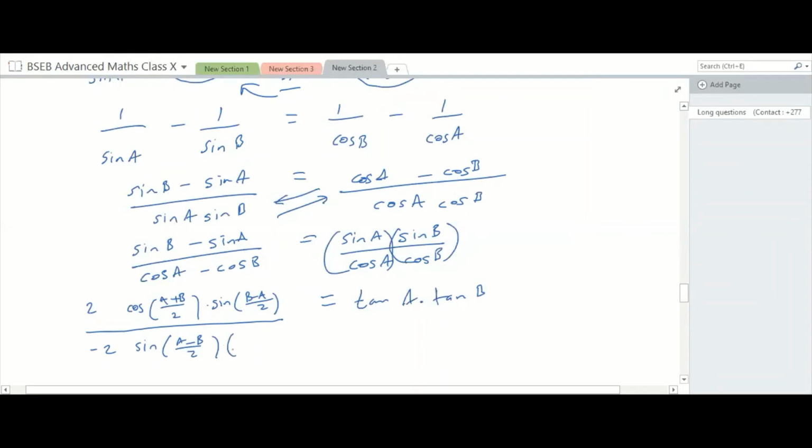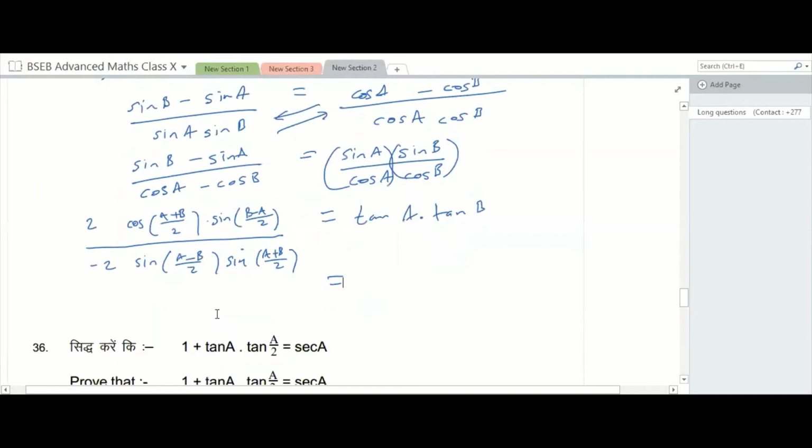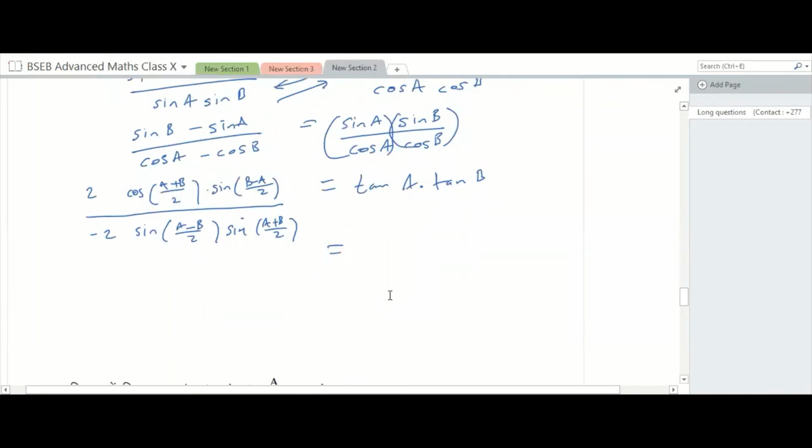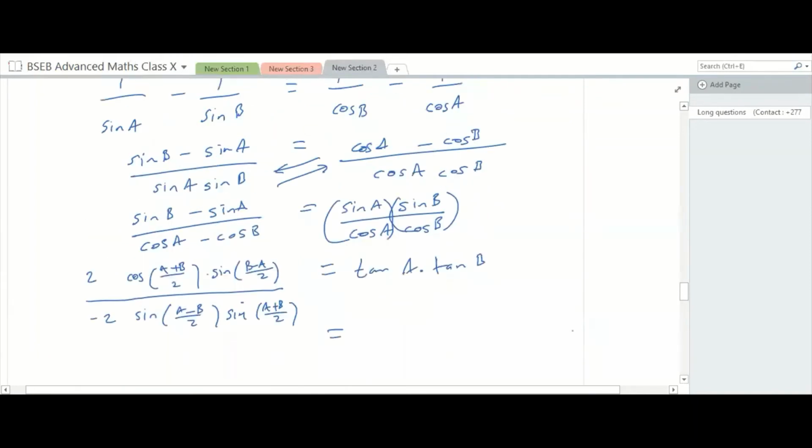and sine of (A plus B) over 2. Now you can see that if you reverse this, take out a negative, let me just change the color of the pen.